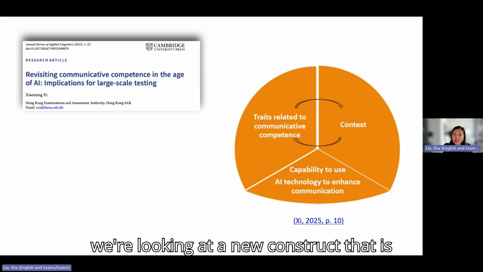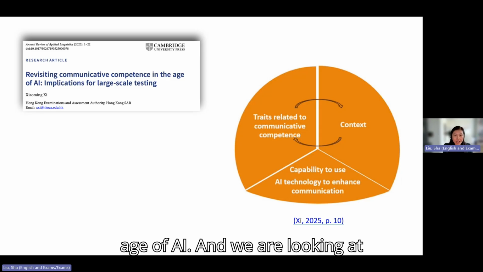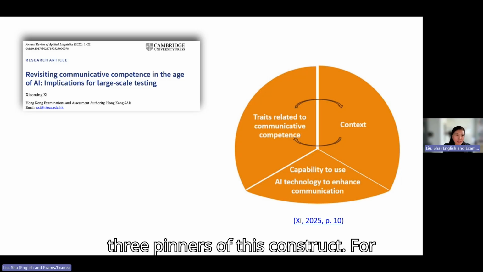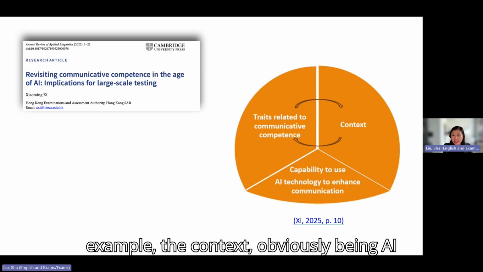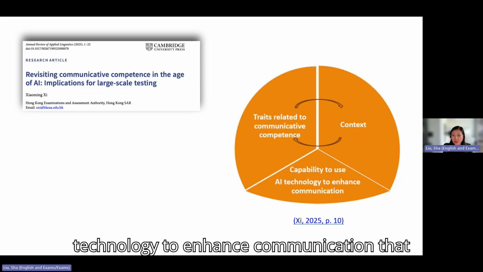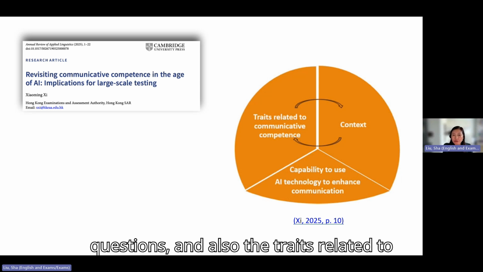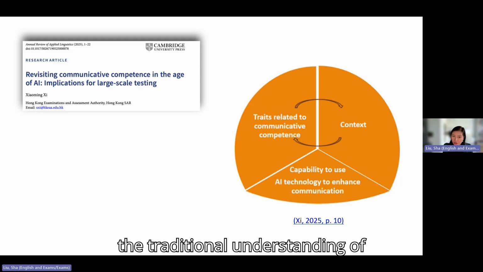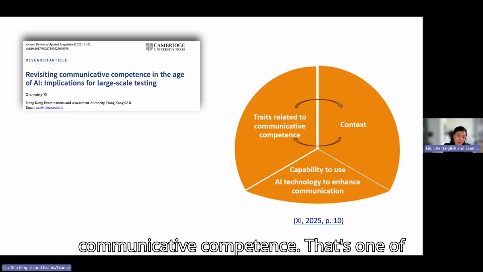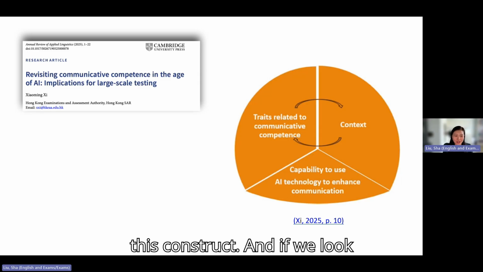This time we're looking at a new construct that is called communicative competence in the age of AI. And we are looking at 3 pillars of this construct. For example, the context, obviously being AI-mediated, the capability to use AI technology to enhance communication that was already embedded in our practice questions, and also the traits related to the traditional understanding of communicative competence. That's one of the most recent sets of understanding of this construct.